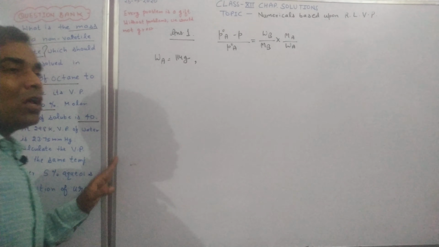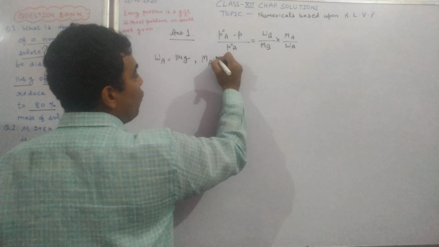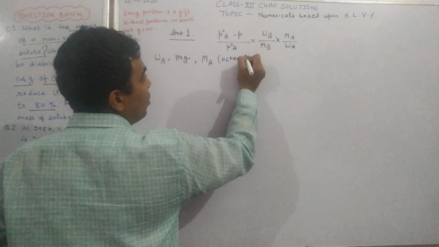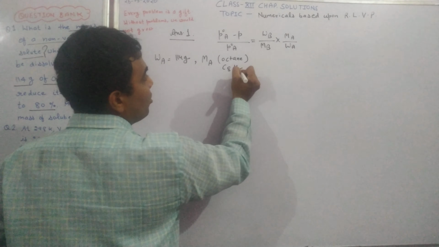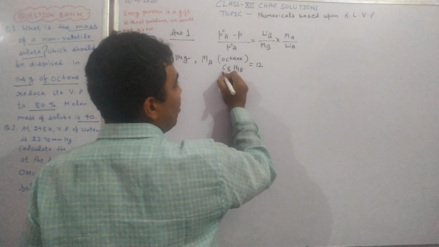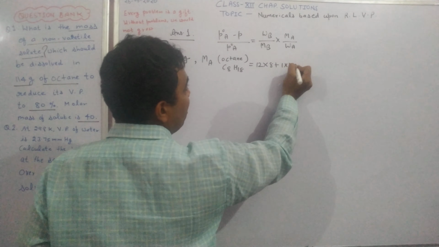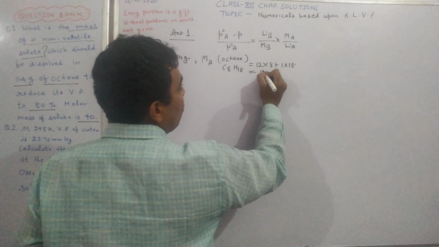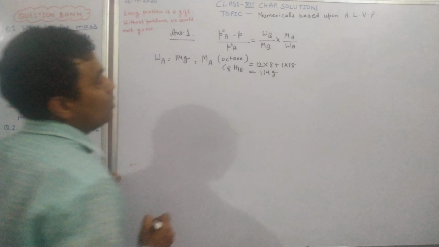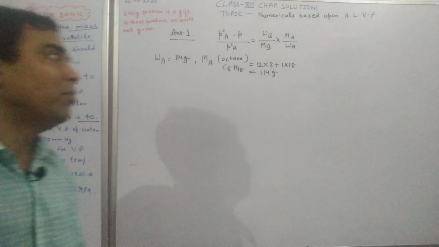Now think about the molar mass of octane. We know molar mass of octane, having the formula C8H18, will be what? Atomic mass of carbon is 12 into 8, for hydrogen 1 into 18. So we will have 96 plus 18, that is 114 gram. So we have WA equal to 114 gram and MA is also equal to 114 gram.